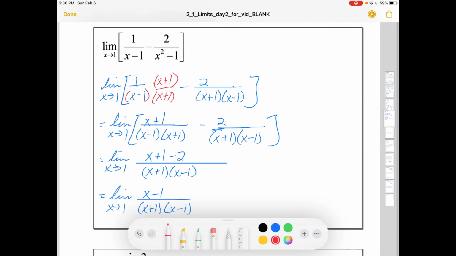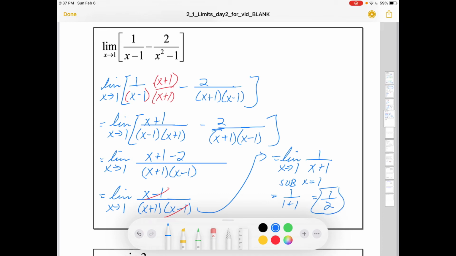And here is where true cancellation can happen. And hopefully that means that we've gotten rid of our problem. So this whole thing simplifies to 1 over x plus 1, and now to actually evaluate the limit, sub in x equals 1. 1 over 1 plus 1, or 1/2. I guarantee you, if you look at the graph of this, as x goes towards 1, the y value will be approaching 1/2. And all we did was create a common denominator and just followed the algebra through, got it as simple as possible.